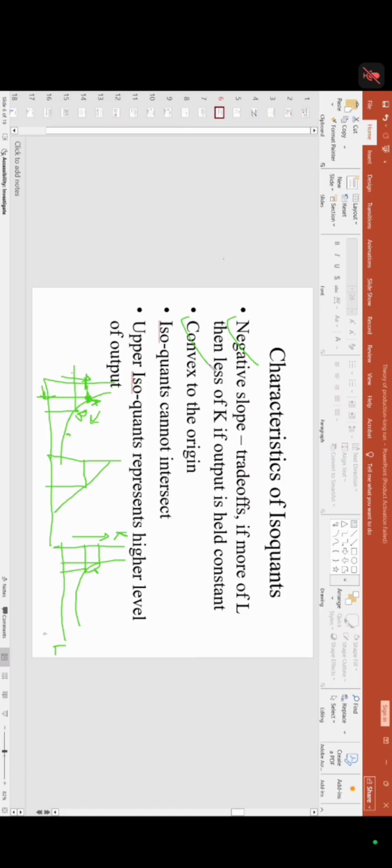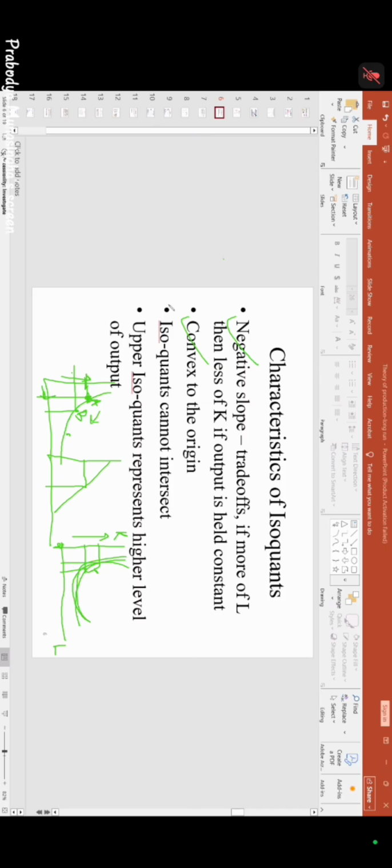What is meant by convex to origin? The curve faces the origin, not the other way, inside, not the outside. Yes, it is closer to your origin. That means here, it is convex. It's like convex. Convex to origin.